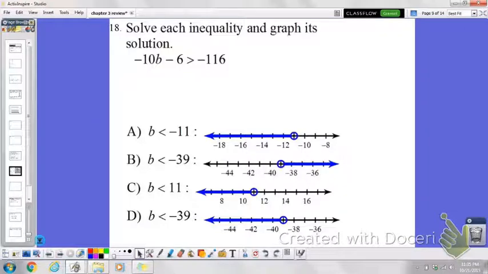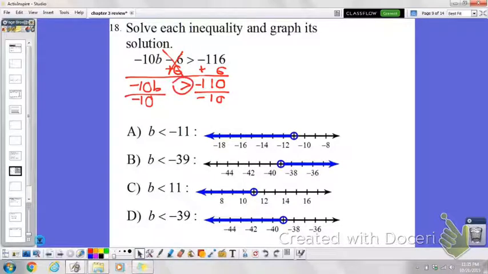Number 18, we have to solve the inequality and graph its solution. So first thing I need to do is add 6 to both sides of my inequality. And I'll get negative 10b. Negative 6 and positive 6 cancel out. So I have negative 10b is greater than or equal to negative 116 plus 6, which is negative 110. Now we'll divide both sides by negative 10. Since I'm dividing by a negative number, I know that this greater than will flip to a less than. My negative 10s cancel out, so I have b is less than 11.